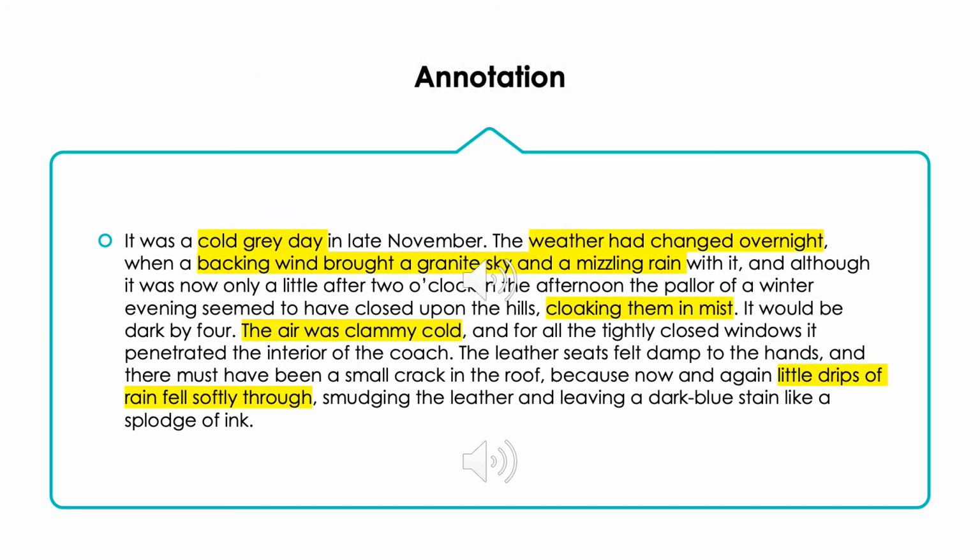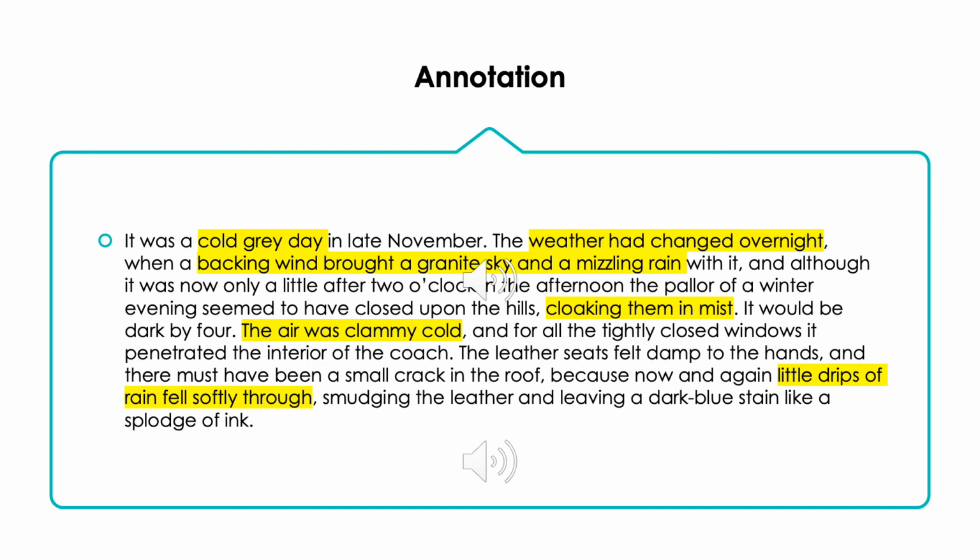So when annotating the text, you simply look through and refer to everything that actually answers the question. So for this one, I've highlighted cold grey day, the weather changed overnight, a backing wind brought a granite sky and a mizzling rain with it, cloaking them in mist, the air was clammy cold, little drips of rain fell softly through. There are probably other things that you could underline, but don't forget you only need 4, so don't waste your time doing hundreds of different ones when actually 5 or 6 will give you plenty of choice for your answer.